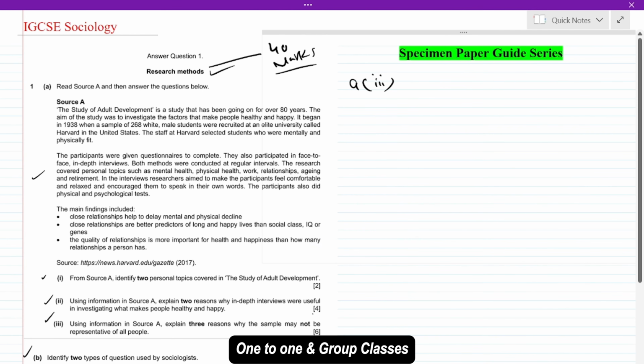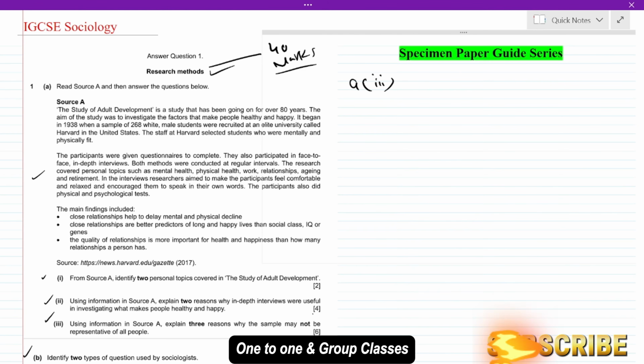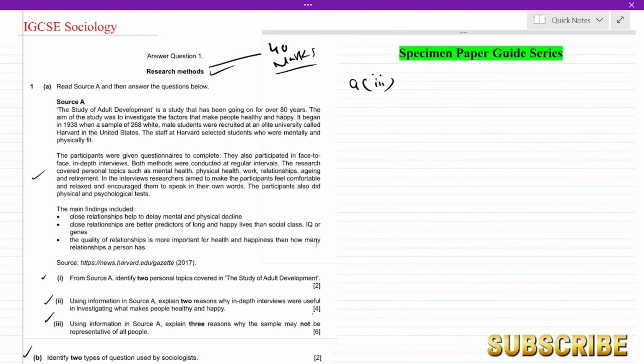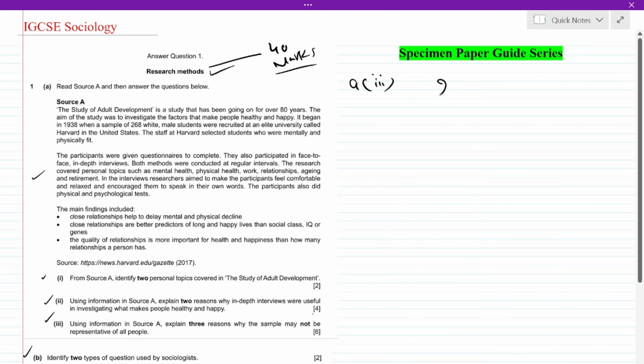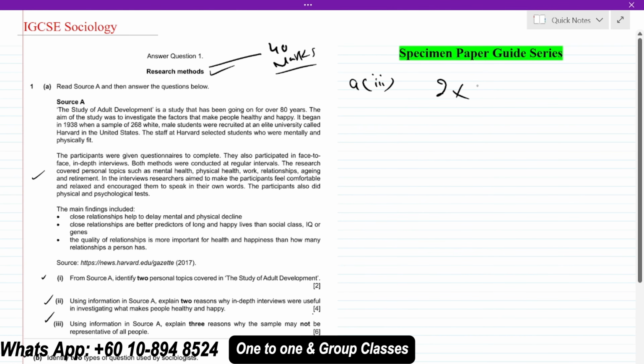1 mark for identification, right? 1 mark for explaining this identification. So this is how for one identification we will get how much? We will get 2 marks. Now they are asking for 3 reasons. So 2 marks for each identification. So they are asking for 3 reasons. This is how we can get 6 out of 6 marks in source A part 3.